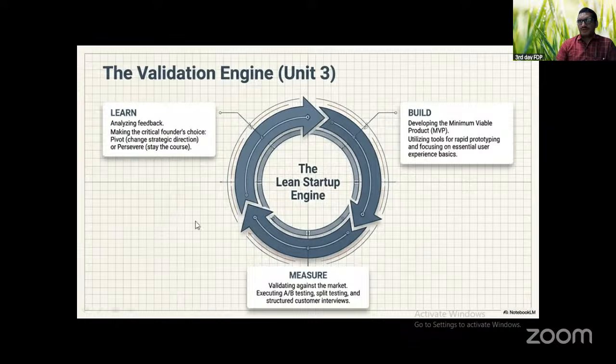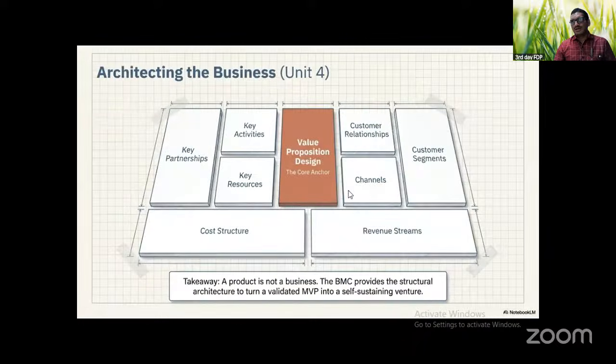First thing is he should be able to learn, analyze feedback, making the critical founder's choice. Pivots means whether he can change the direction or further stay on the course. Next, building. Building means he should be able to develop the minimum viable product, utilize tools for rapid prototyping, etc. And next, another thing is the measuring thing, validating against the market, executing A/B testing, split testing, and structured customer interviews. So, in the 4th unit, you can see the value proposition design, customer relation, channels, customer signals, key activities, key resources, cost structure, and revenue streams.